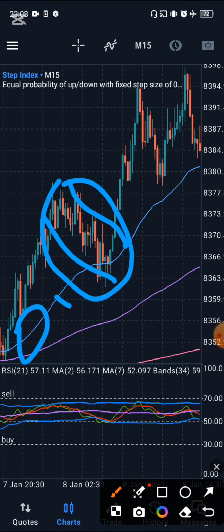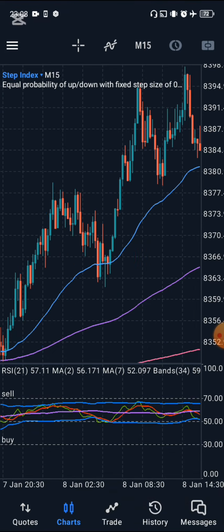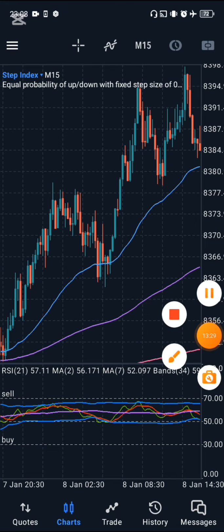A flag is a continuation pattern. If you didn't know, or if you want to learn more, just comment in the comment section down below about flags, right? And it shows that the market doesn't have a lot of momentum because it's going down and then up a little, down, up and down, right? So it shows that the market doesn't have enough momentum to keep on pushing this trade further, to keep on pushing this market further, right?